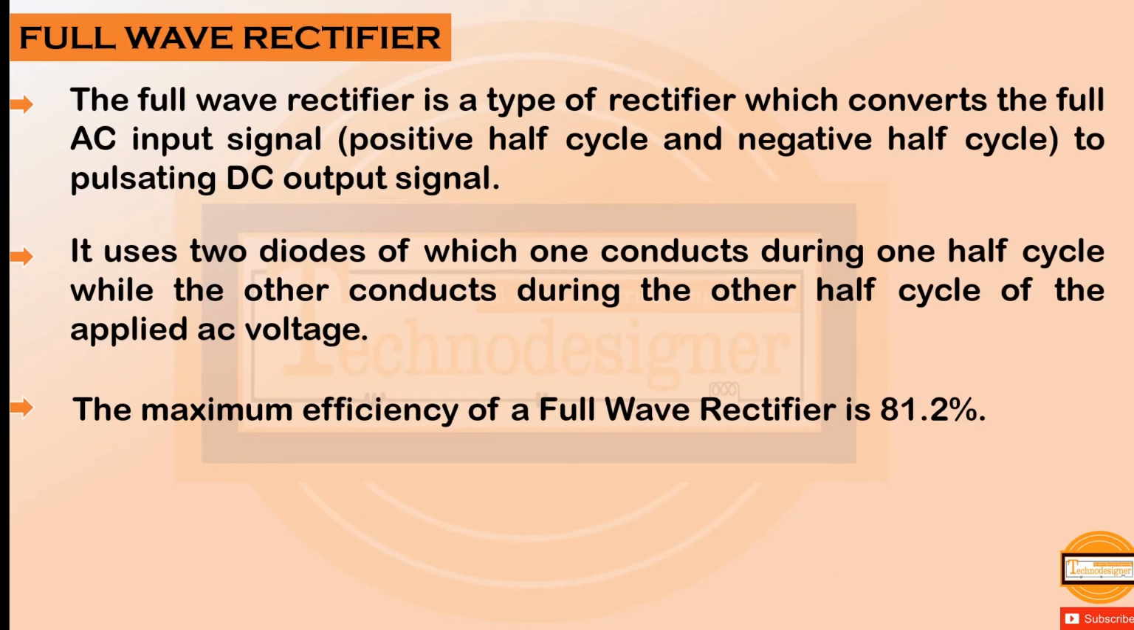Full-wave rectifier. The full-wave rectifier is a type of rectifier which converts the full AC input signal, that is the positive half cycle and negative half cycle, to a pulsating DC output signal. It uses two diodes, of which one conducts during one half cycle while the other conducts during the other half cycle of the applied AC voltage. The maximum efficiency of a full-wave rectifier is 81.2%.